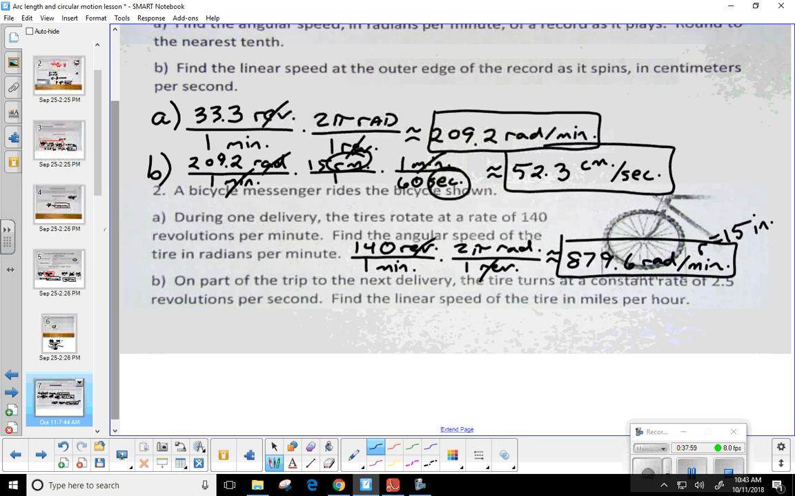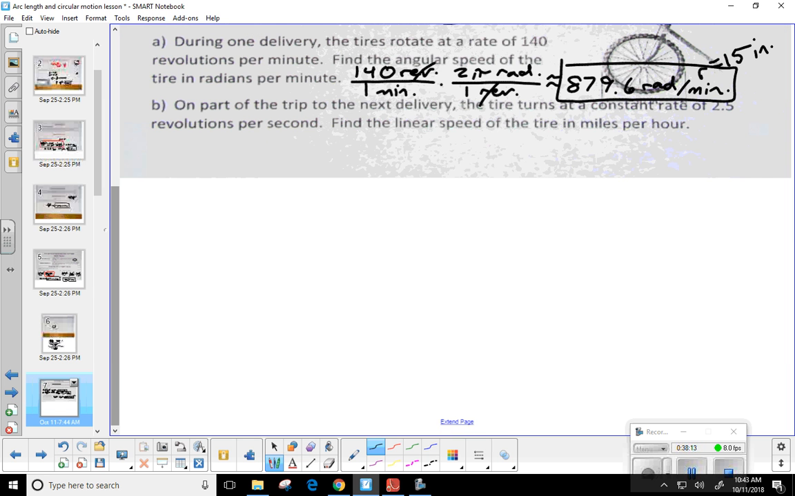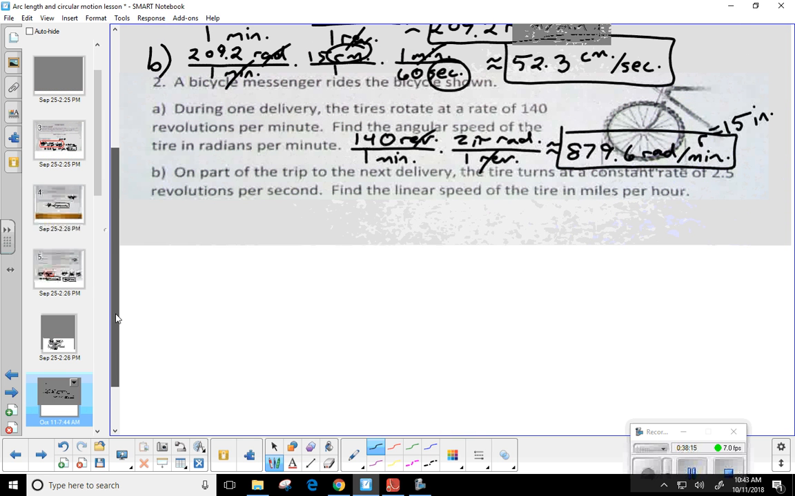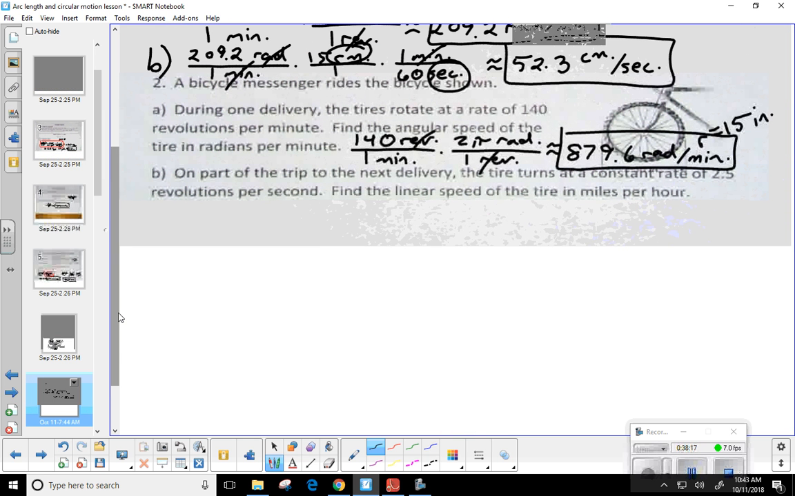All right. Now B, on part of the trip to the next delivery, the tire turns at a constant rate of 2.5 revolutions per second. Find the linear speed of the tire in miles per hour. So at the very least, we can go ahead and set this one up. We'll probably get the answer tomorrow. So we're going to start off, what are my revolutions per time? It's 2.5 revolutions in 1 second, right?